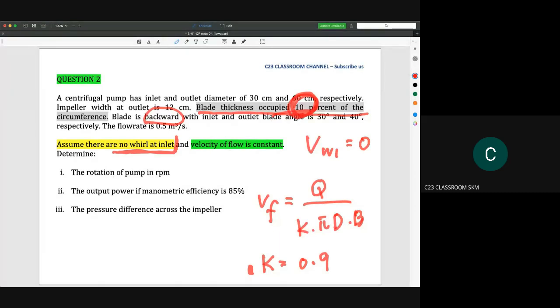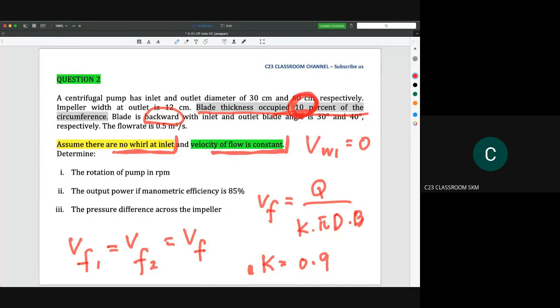Okay, and then the flow velocity is constant. So the statement of flow velocity is constant means that the velocity of flow VF1 will be equal to VF2. And sometimes you could use just VF only. So it is okay for you not to mention whether it is inlet or outlet because the velocity of flow VF is constant. So inlet and outlet will have same velocity of flow.